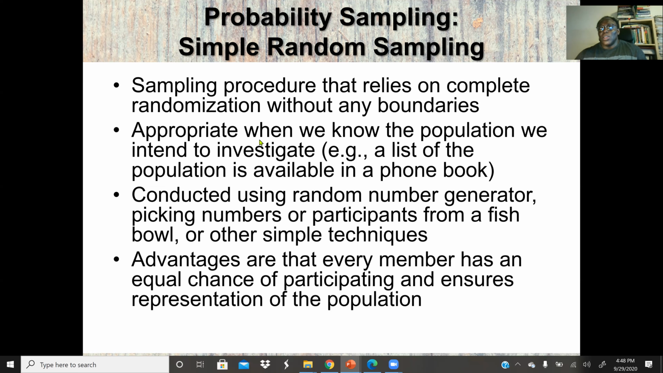Also, it's very appropriate when we know the population we intend to investigate. An example would be a list of the population available in a phone book. It can be conducted using a random number generator, so picking numbers or participants from a fishbowl or other simple techniques. The advantages are that every member has an equal chance of participating, and it helps ensure representation of the population.